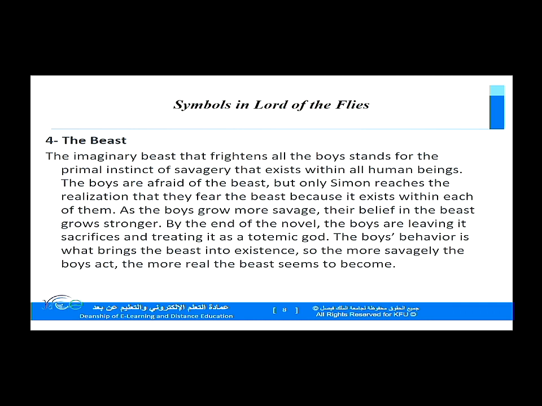As the boys grow more savage, their belief in the beast grows stronger. By the end of the novel, they are leaving sacrifices for the beast and treating it as a totemic god. They turned it into a totemic god, a primitive religion where people need to have a visible sign of the presence of the deity. The boys' behavior is what brings the beast into existence. So the more savagely the boys act, the more real the beast seems to become.